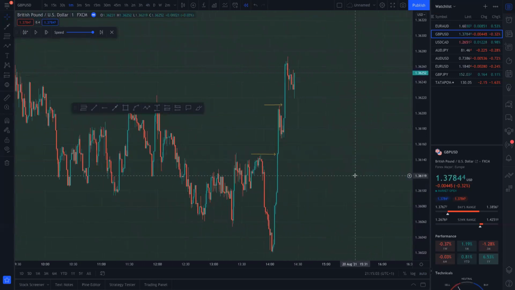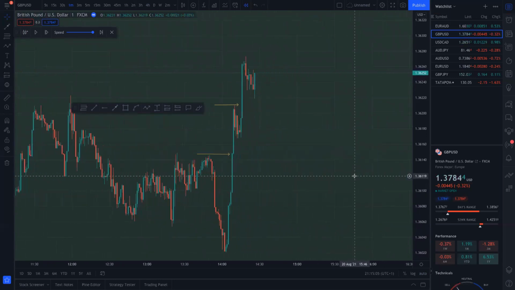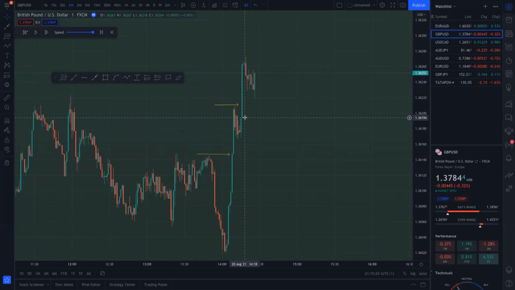Okay, so eventually it's going to happen on 5 minutes, 15 minutes, 1 hour, 4 hour, and daily. Okay, we don't know yet, but this is officially a change in structure on 1 minute. So we have 2 points of interest here in this case. Okay, so one is here.